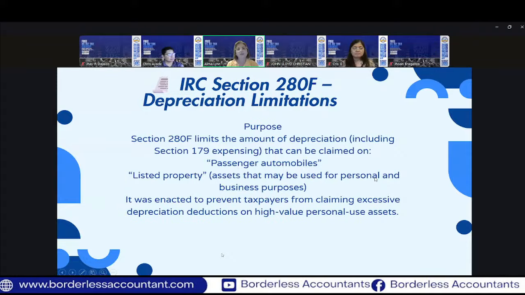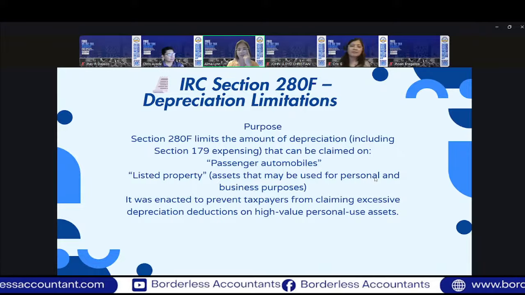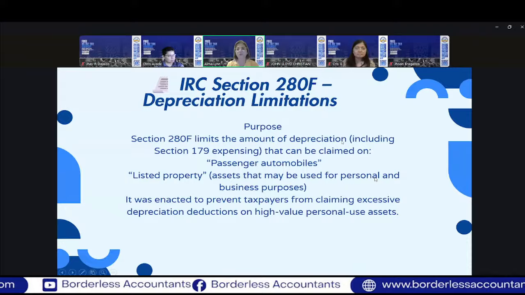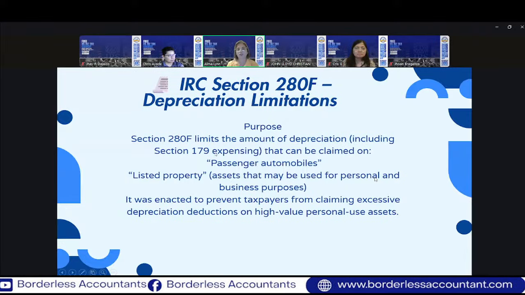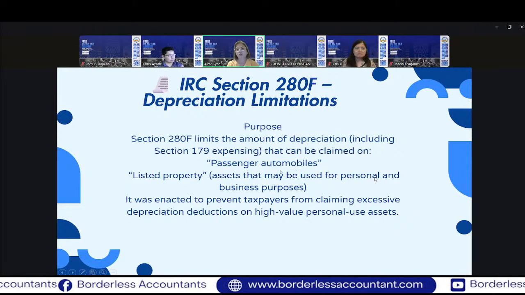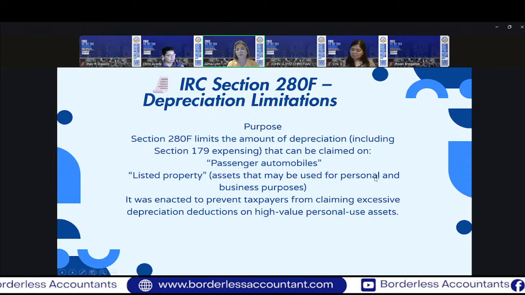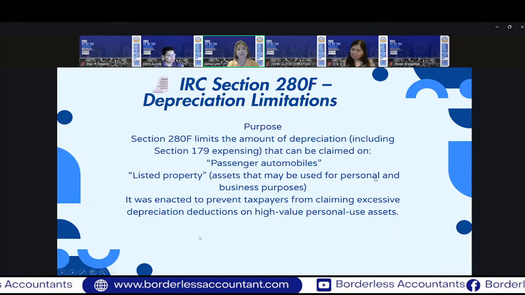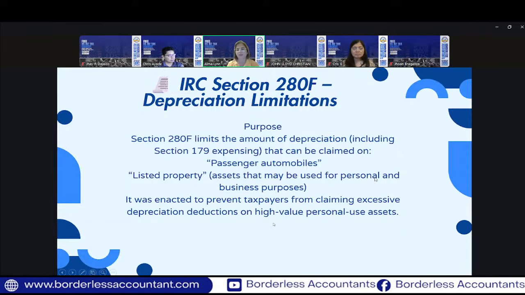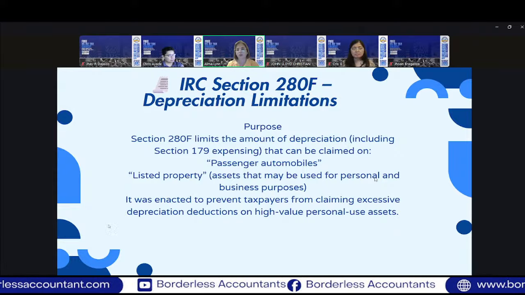The purpose of Section 280F, depreciation limitation, is that it limits the amount of depreciation, including Section 179 expensing, that can be claimed on passenger automobiles and listed property. These are assets that may be used for personal and business purposes. It was enacted to prevent taxpayers from claiming excessive depreciation deductions on high-value personal use assets.